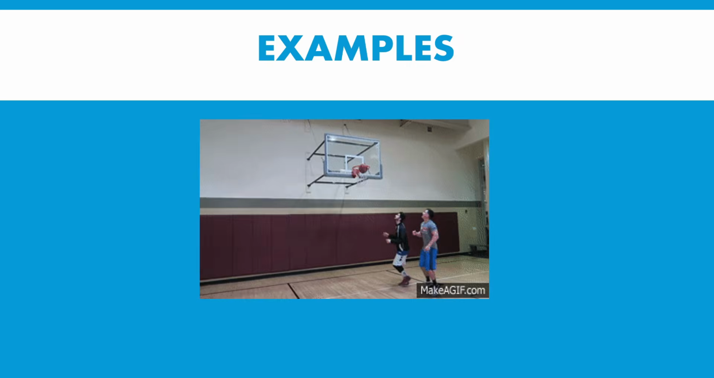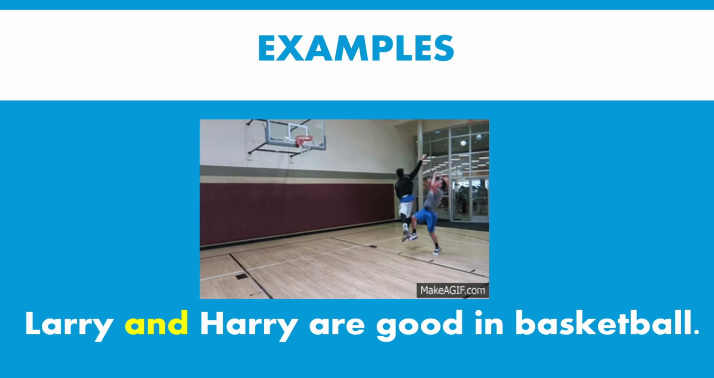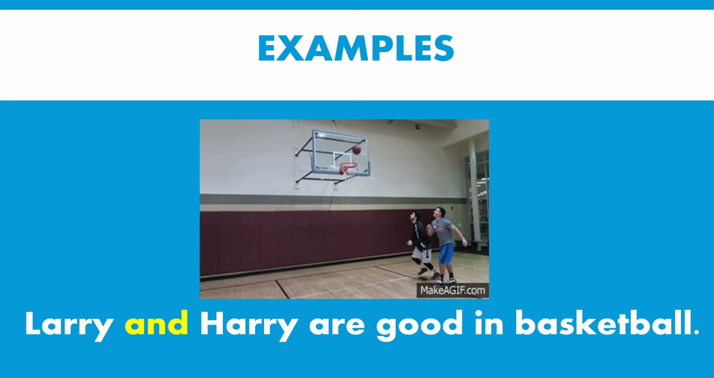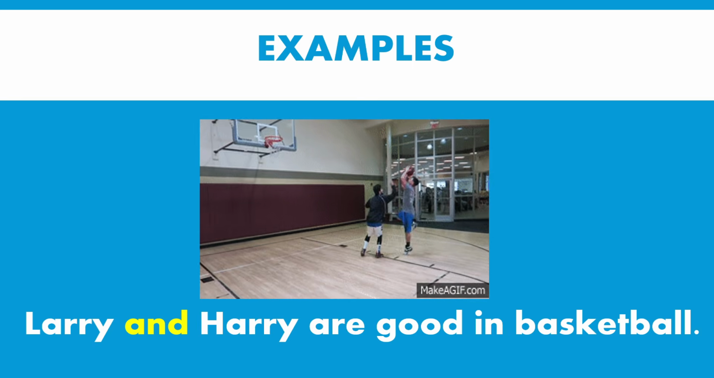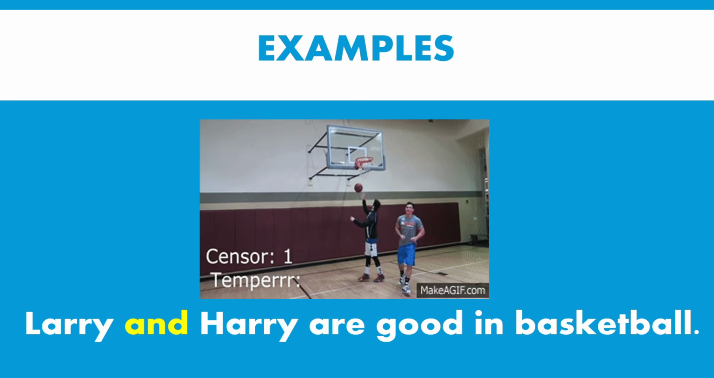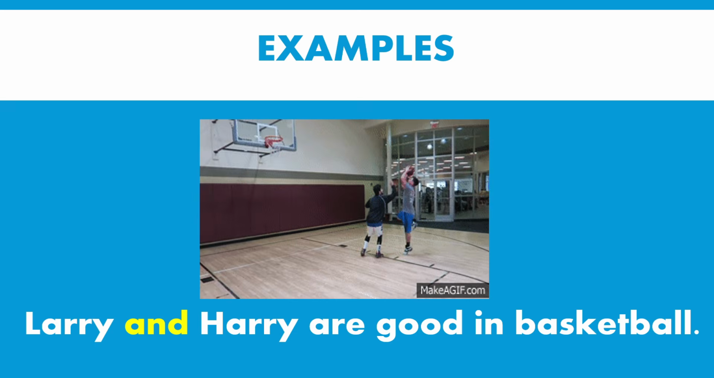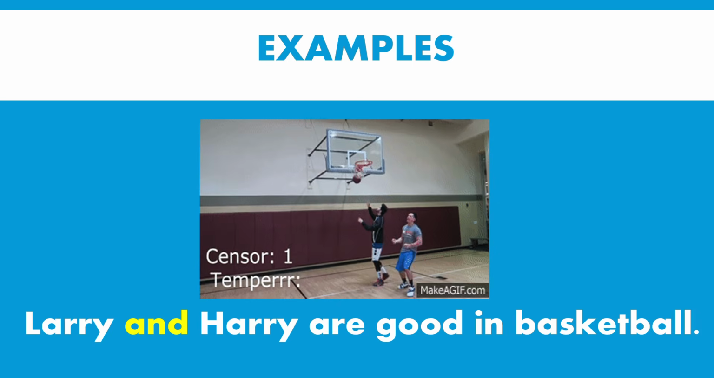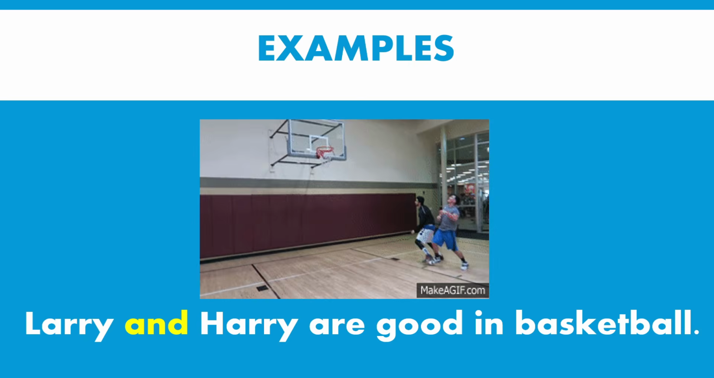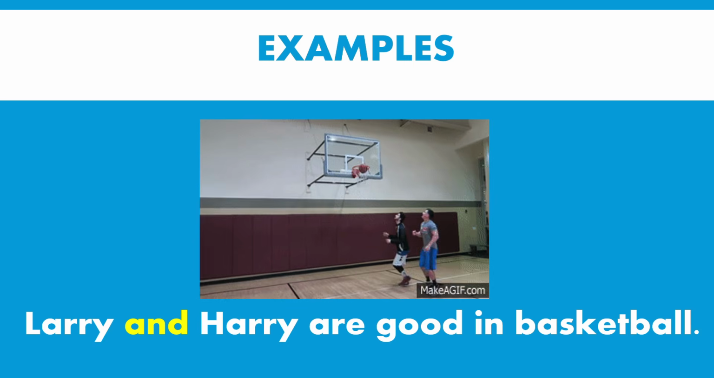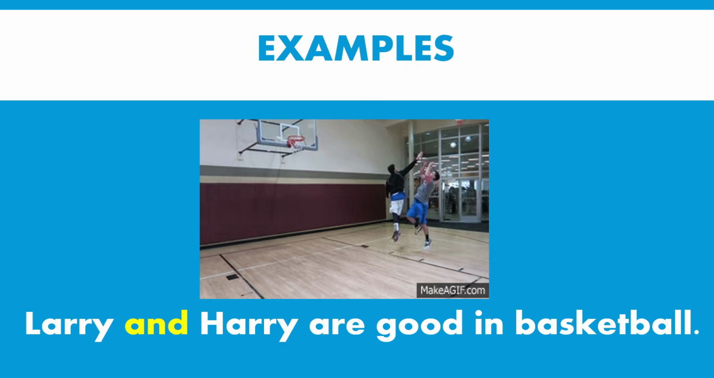Let's look at the example first. Larry and Harry are good in basketball. You see, Larry is good in basketball. Harry is also good in basketball. When there are two things having something mutual, or in other words the same, then we use the conjunction and to connect the two same ideas.